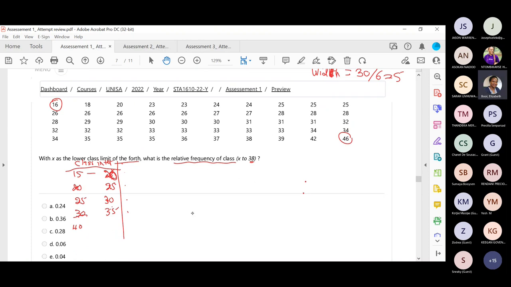Let's assume that they start from 30 to 38. So then it means it will include everything except 38. So there are 1, 2, 3, 4, 5, 6, 7, 8, 9, 10, 11, 12, 13, 14, 15, 16, 17, 18, 19, 20, 21, 22, 23. There will be 23 divided by how many there are? 1, 2, 3, 4, 5, 5, 10, 15, 20, 25, 30, 35, 40, 45, 50. Divided by 50. What do you get?